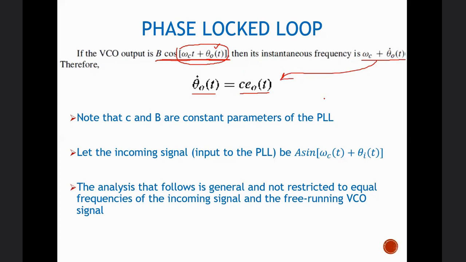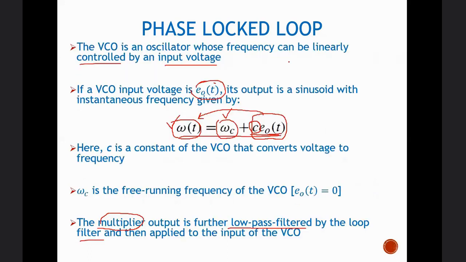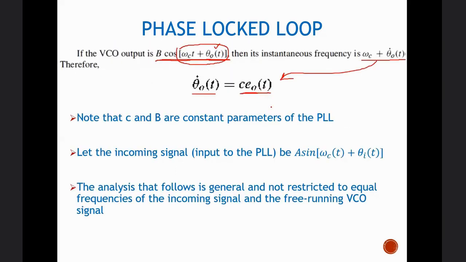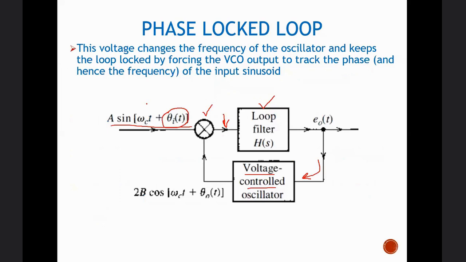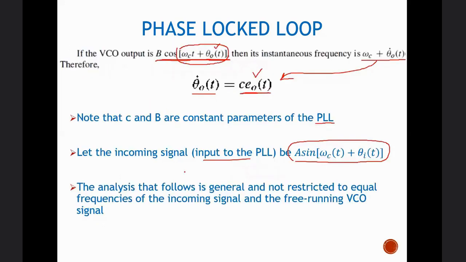Where is this expression coming from? We said the instantaneous frequency is the sum of two terms. One is this term and one is this term. So the second term is written here again, right? Note that c and B are just constant parameters of the circuit from which the PLL is made up. So let the incoming signal, which is the input to the PLL, be A sin(omega C t + theta i(t)). So let's say this is the input and this is the output.